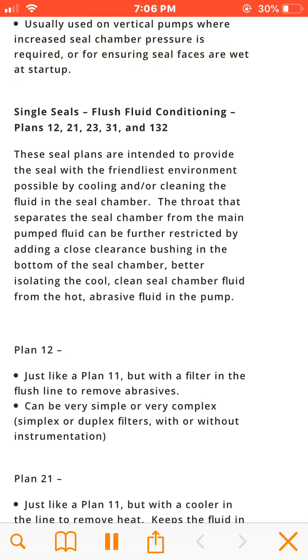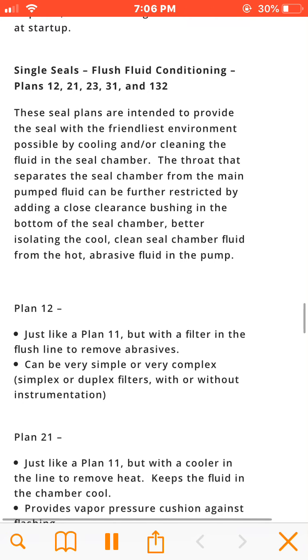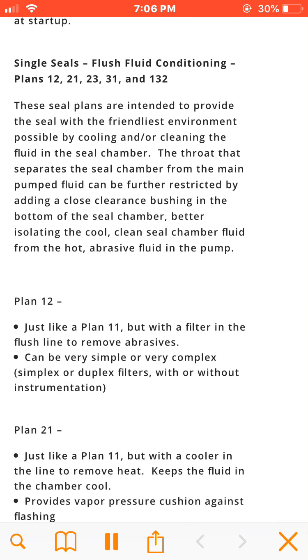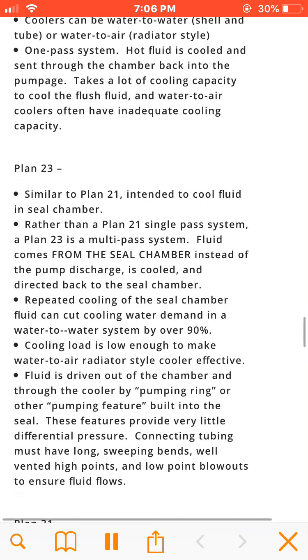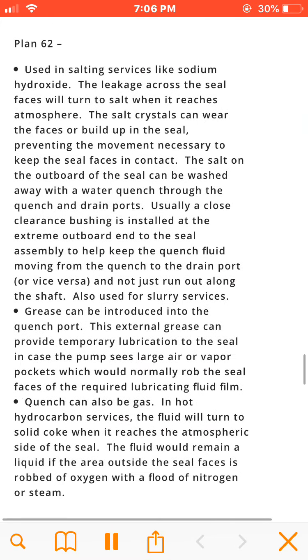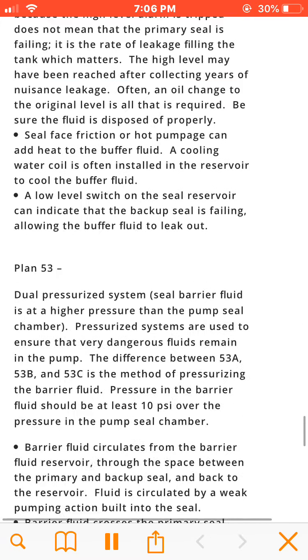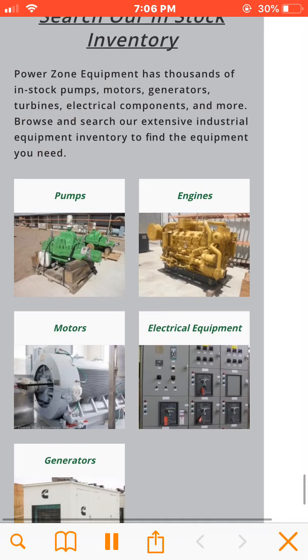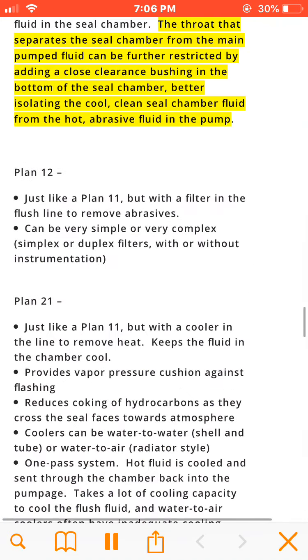Single seals, flush fluid conditioning. Plans 12, 21, 23, 31, and 132. These seal plans are intended to provide the seal with the friendliest environment possible by cooling and/or cleaning the fluid in the seal chamber. The throat that separates the seal chamber from the main pumped fluid can be further restricted by adding a close clearance bushing in the bottom of the seal chamber, better isolating the cool, clean seal chamber fluid from the hot, abrasive fluid in the pump.